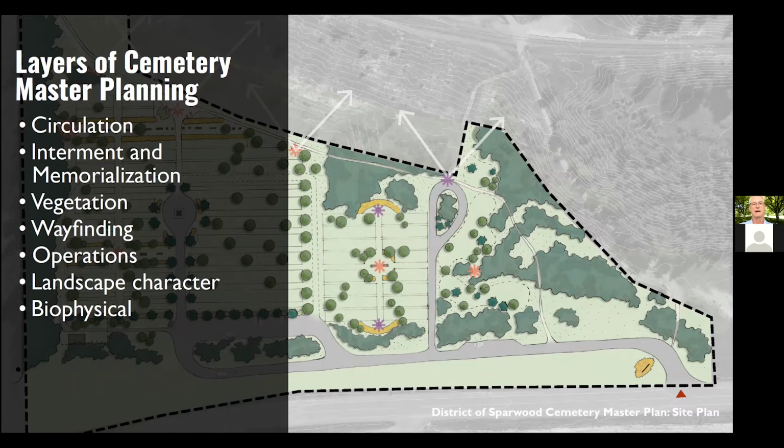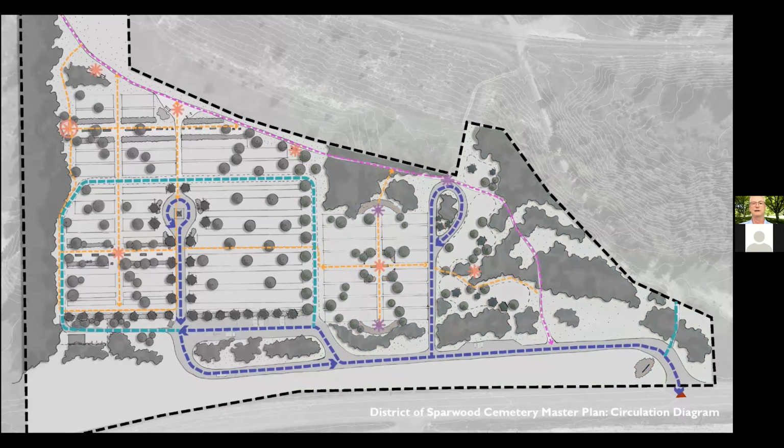The next layer that we look at is really kind of rolled into one. One is the interment layer and memorialization, vegetation, wayfinding, operations. Wayfinding is an interesting one because that's where the signage and even the non-signage organization of the cemetery is laid out so that people can get to a grave site without troubling staff or having to go online. The landscape character is an important aspect. We'll talk about that in the operations and constraints. And then what are the biophysical, what are the vegetation and soil considerations that need to be taken into account?